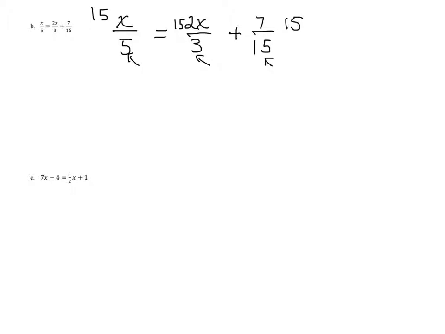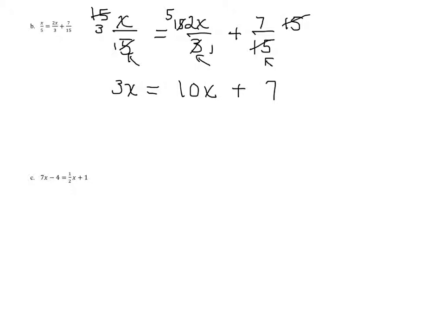The 15 and the 5 will of course cancel. 5 goes into 5 once, 5 goes into 15 3 times, so we'll get 3x on the left-hand side. If we look here, 3 goes into 3 once, 3 goes into 15 5 times, and 2 times 5 is 10, so that'll be a 10x. And we love this piece because 15 divides out 15 and just gets 1, and we get 7 left.